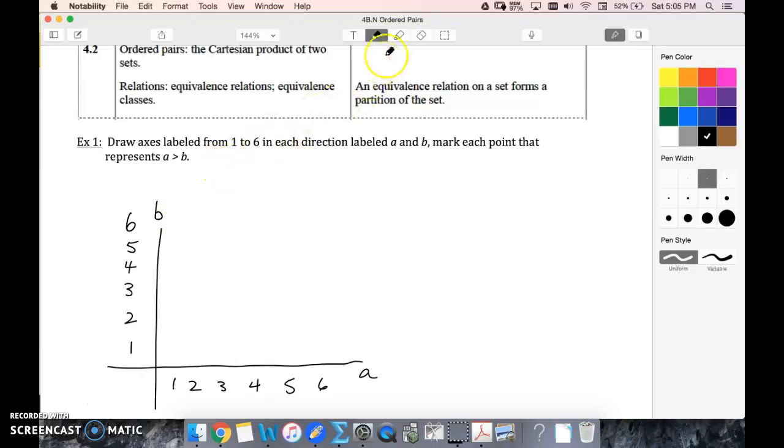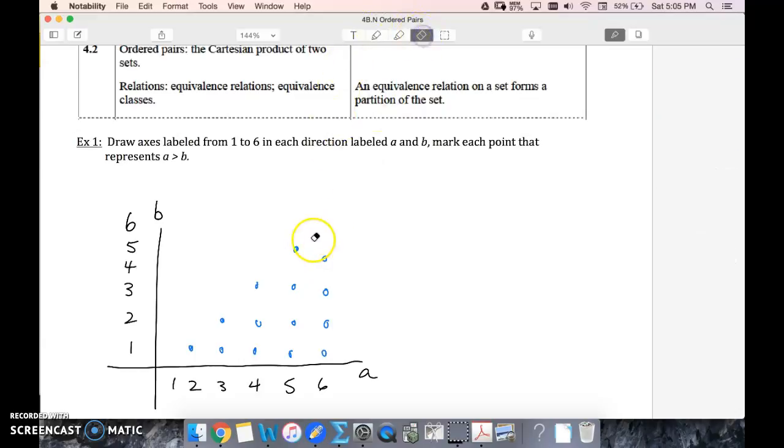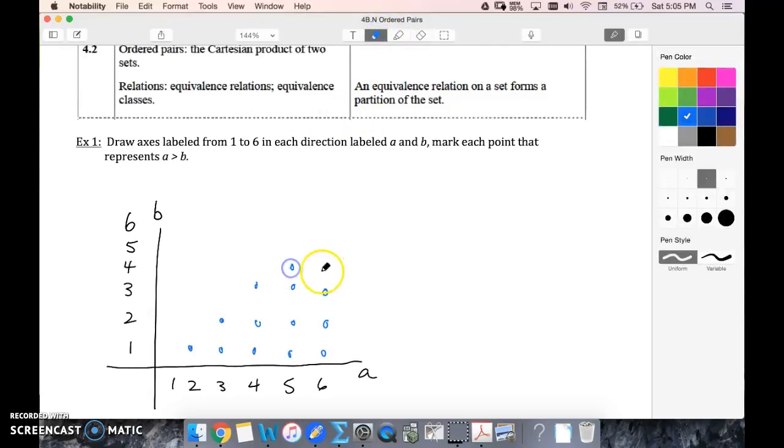All right, so I can think of this as a grid, and all the points where A is greater than B, well, 1 is never going to be greater than any of those numbers, so this is not going to be true. 2 is greater than 1, 3 is greater than 1 and 2, 4 is greater than 1, 2, 3, 5, and then 6 is greater than every number except for 6. Let's line these up. All right, so hopefully you've drawn yours a little bit neater than I have.